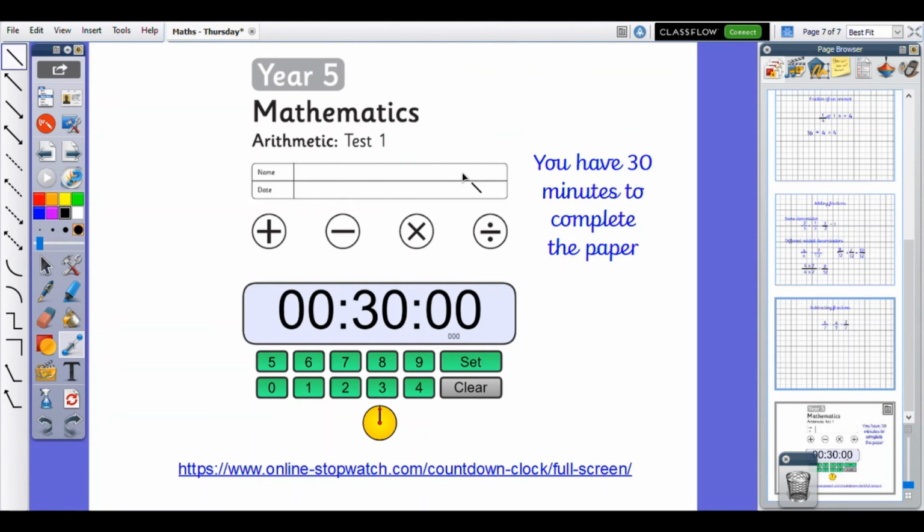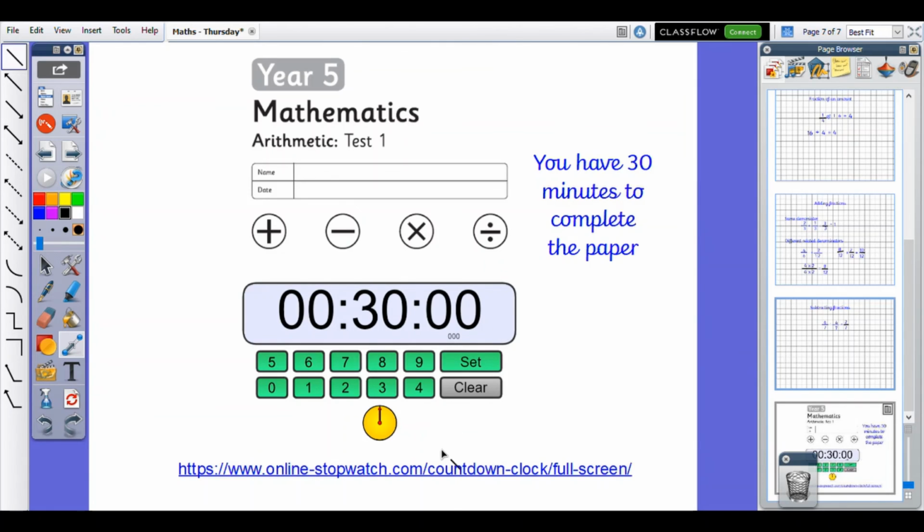So you are going to be doing a full arithmetic paper. I want you to time yourselves and I want you to give yourselves 30 minutes to complete it. That is how long you would have in a SATs test, or even in class we would give you that amount of time if you were doing a full arithmetic paper, okay?